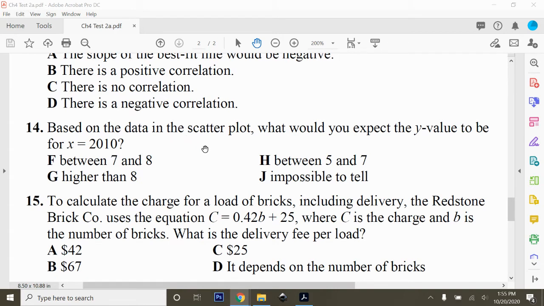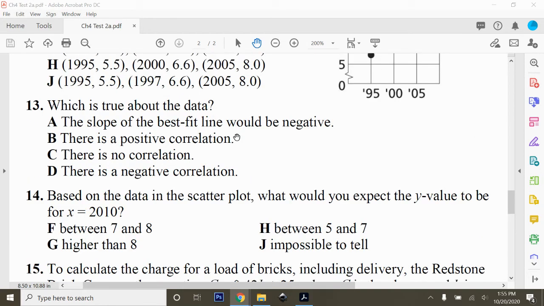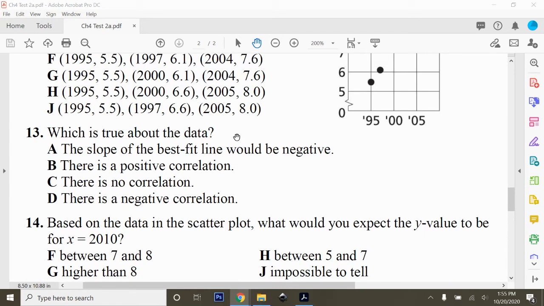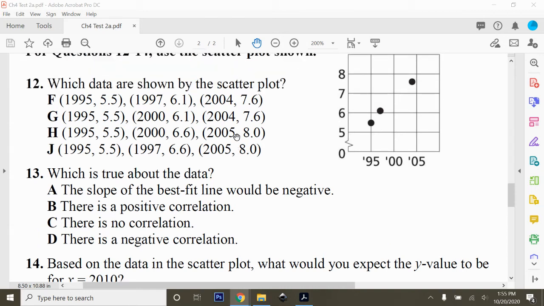14. Based on the data in the scatter plot, what would you expect the y value to be for 2010? F, between 7 and 8. G, higher than 8. H, between 5 and 7. J, it is impossible to tell.